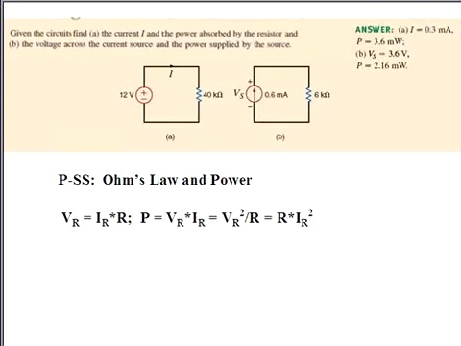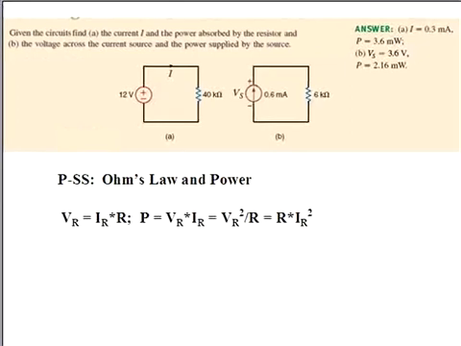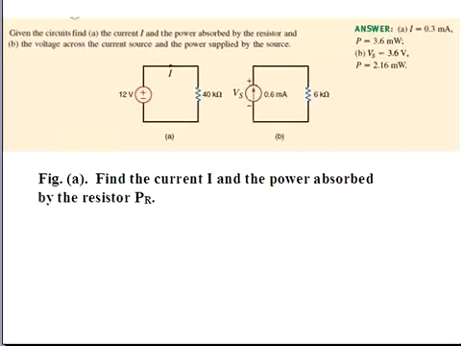This is Learning Assessment Problem E21. In this problem, we'll apply Ohm's law and the various power relationships in a resistor to determine various aspects of each circuit. In the figure A part of the problem, we're asked to find the current I in this loop and the power absorbed in the 40 kilo ohm resistor.